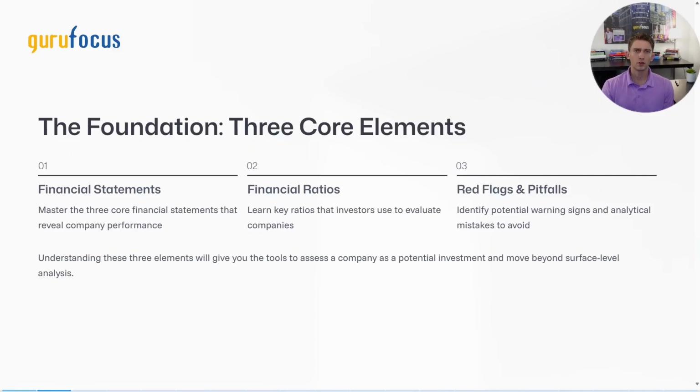First, we're going to talk about the big three financial statements, what they can tell you, and why they're important. Then we're going to talk about some of the key types of financial ratios that investors use to analyze a company's operations. And then we'll talk about some potential pitfalls to avoid.